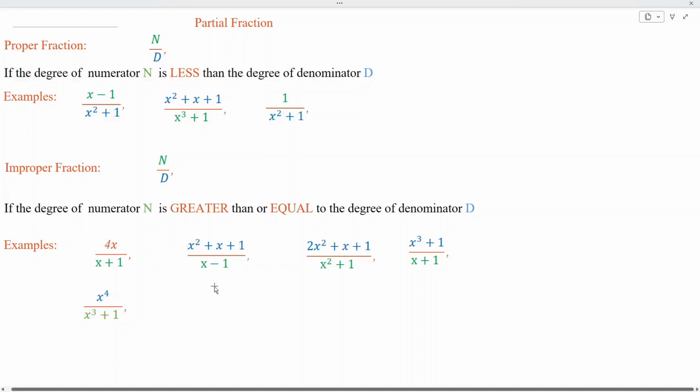Look at the second expression. The degree of polynomial in the numerator is 2. And the degree of polynomial in the denominator is 1. So 2 is greater than 1. This is an improper fraction. Look at the last expression. X power 4 divided by x cube plus 1. In the numerator, the polynomial is x power 4. Its degree is 4. In the denominator, the polynomial is x cube plus 1. Its degree is 3. 4 is greater than 3. So this is an improper rational fraction.